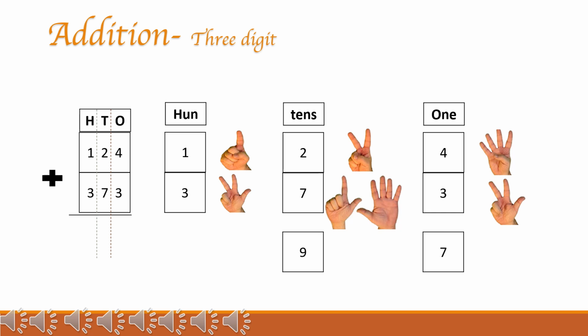Now at 100 place, we have 1 and 3. So by adding 1 and 3, how much do we get? So after 3, at first place we have 4. So by adding 1 and 3 we get 4. So we'll directly put 4 at 100 place. So now the summation of 124 and 373 will be 497.